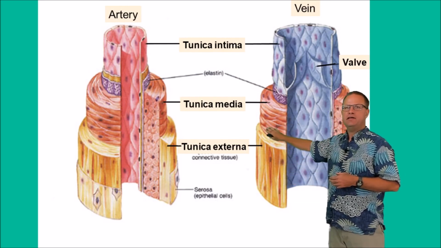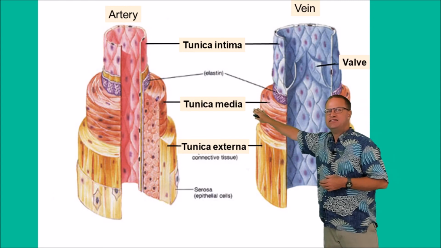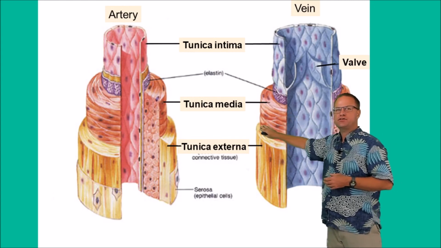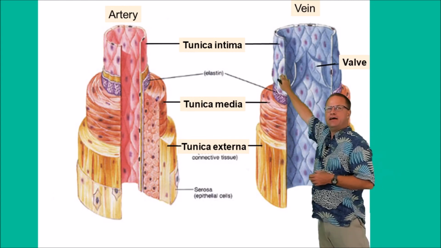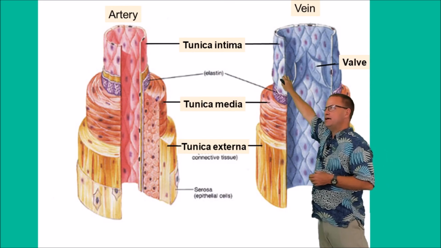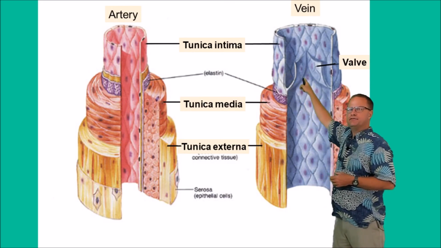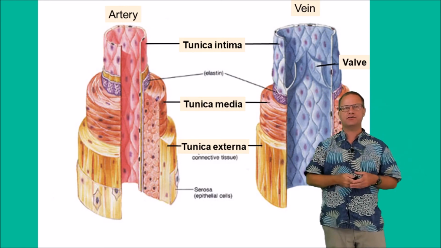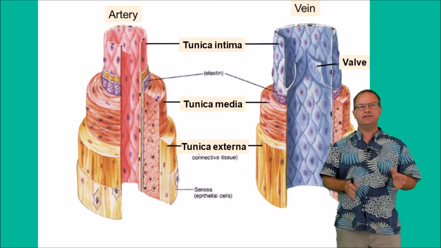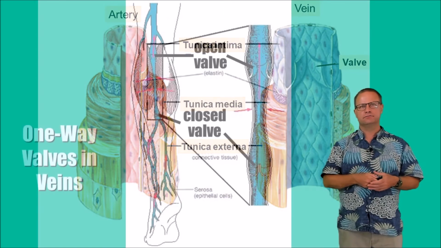We then have a tunica media, again made of smooth muscle, and that's still really important for vasoconstriction or vasodilation. And finally in there we have our tunica intima, which is made up of epithelial tissue. But what we can see here are the one-way valves, and that keeps blood going only in one direction. And one-way valves are unique to veins, and they're not found in arteries.